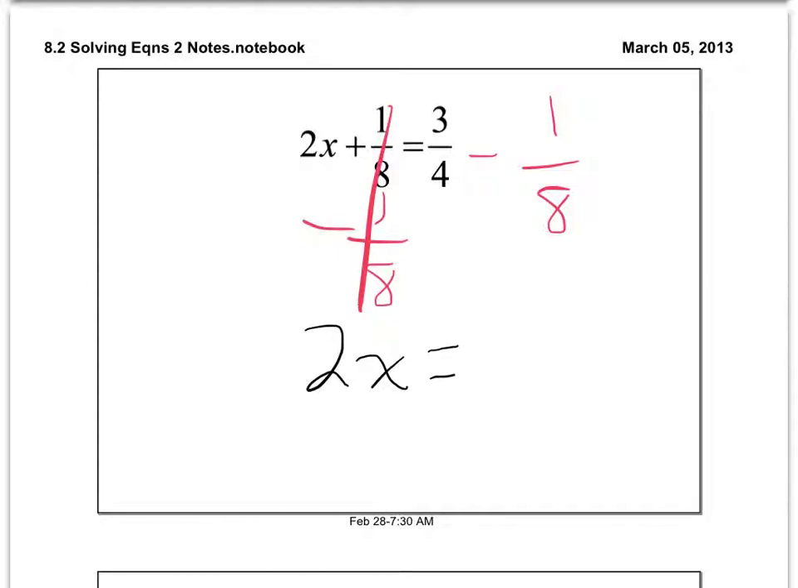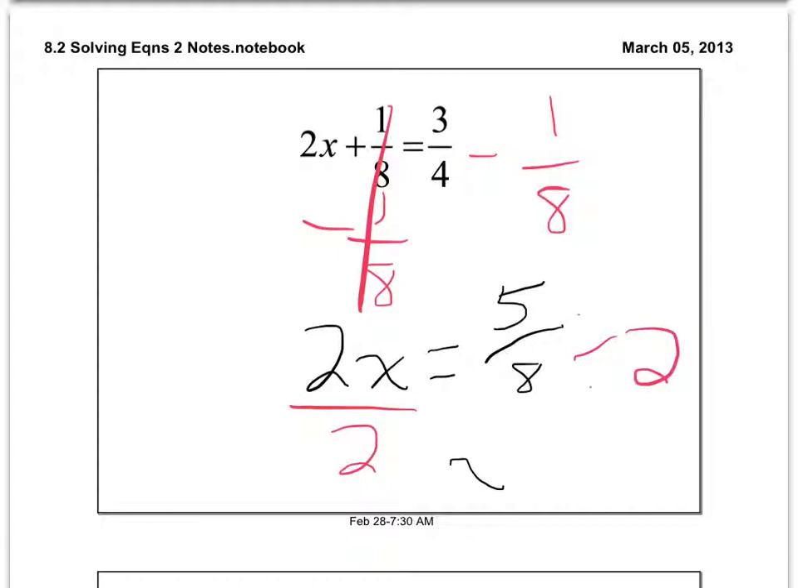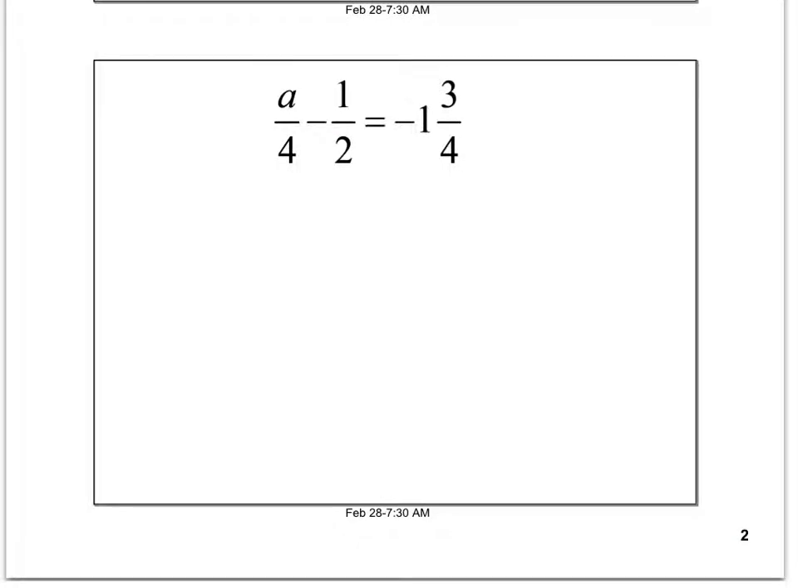Subtract 3/4 from 1/8, then you get 5/8. So then finally, to get x on its own, divide by 2 on both sides, and you're left with x equals 5 divided by 16. And finished. So here we are looking at our second example.